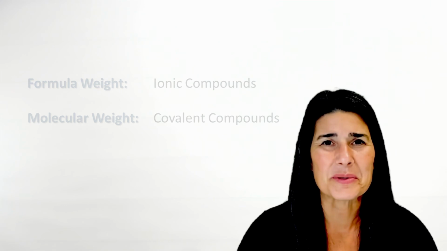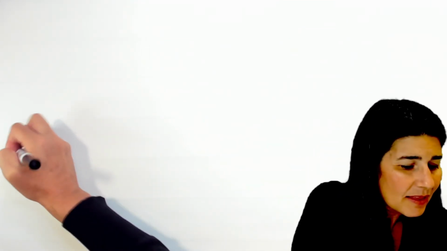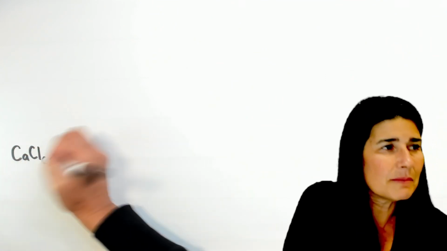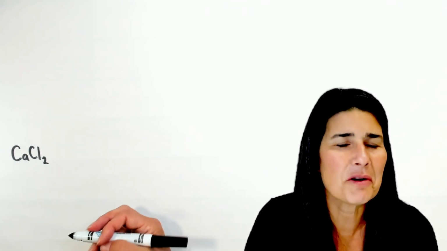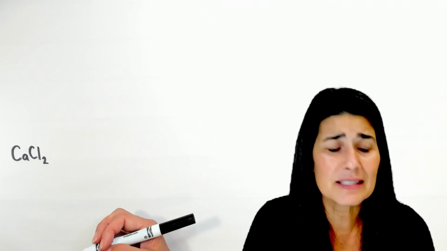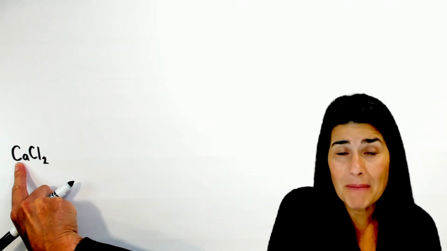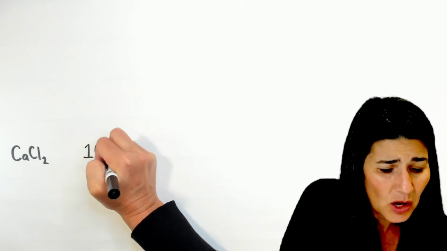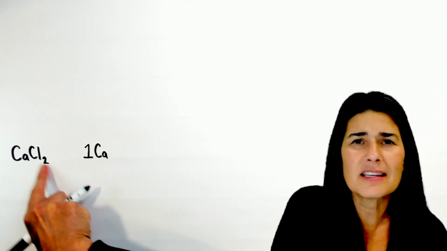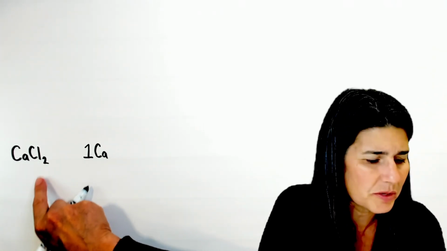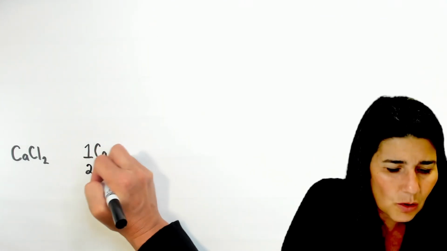Let's do a couple of examples. What if I asked you for the formula weight of calcium chloride? They call it a formula weight for CaCl2 because calcium chloride is an ionic compound. No problem. Now, if you want to calculate the formula weight of this, it looks like we're going to need the mass of 1 calcium, 1 Ca, and we're going to need the mass of 2 chlorines. The 2 only refers to the element right in front of it, unless we have parentheses, which we don't have here. So we've got 2 chlorine atoms.